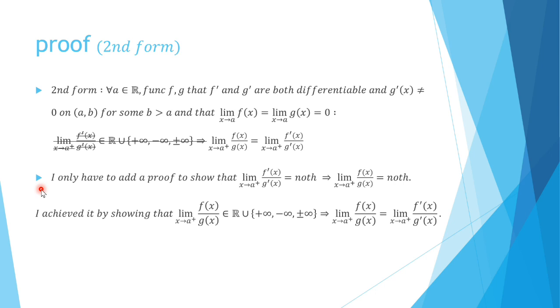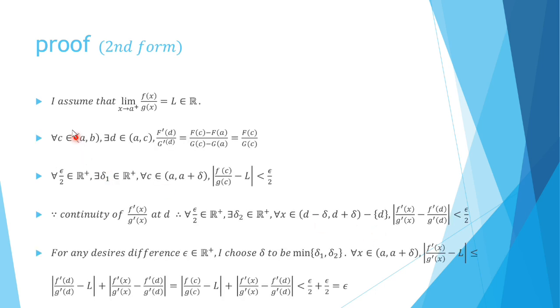I only have to add a proof to show that the limit of f prime over g prime is nothing implies that the limit of f over g is nothing also. I achieved it by showing that this known statement, that the limit is a real number or infinity, implies the equivalence.